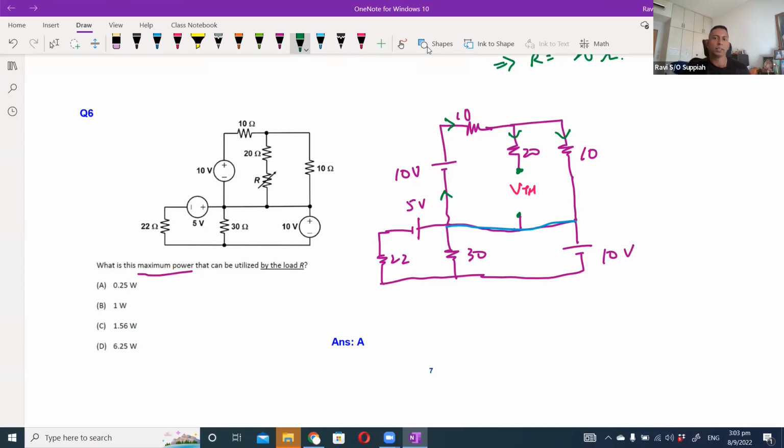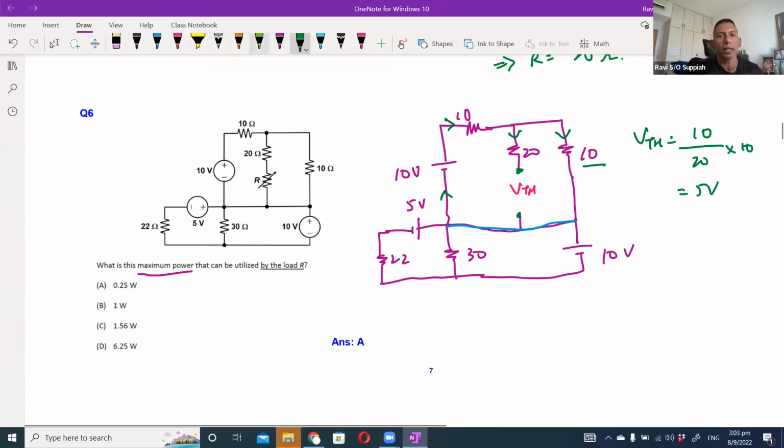So the VTH is actually nothing more than the open circuit voltage that is parallel to this 10 ohm resistor. So imagine that this 20 ohm branch is not there, correct? Because it is considered open circuit. So this VTH is the same as the voltage across the 10 ohm resistor. So the VTH in this case is basically 10 over 20 times 10, which is 5 volt.